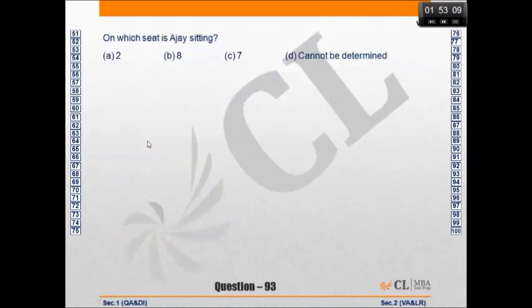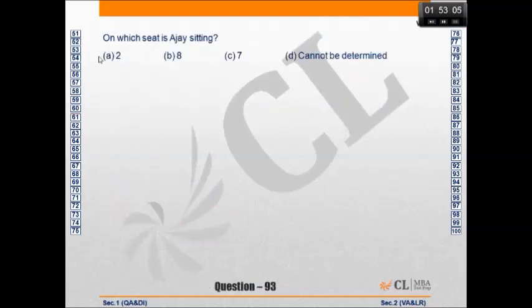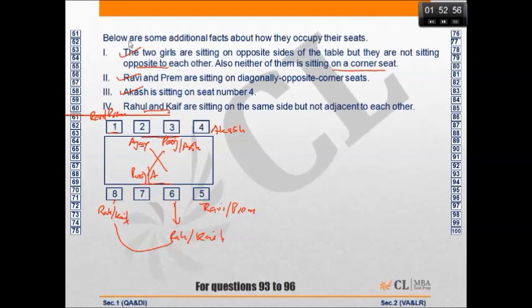Okay, now let me look at on which seat is Ajay sitting. Ajay is sitting on seat number 2. Next question. Rahul and Pooja are sitting on opposite sides. On which seat is Ash sitting? Rahul and Pooja on opposite sides. So Rahul is here. That means Pooja has to be here. So Ash will be 7.